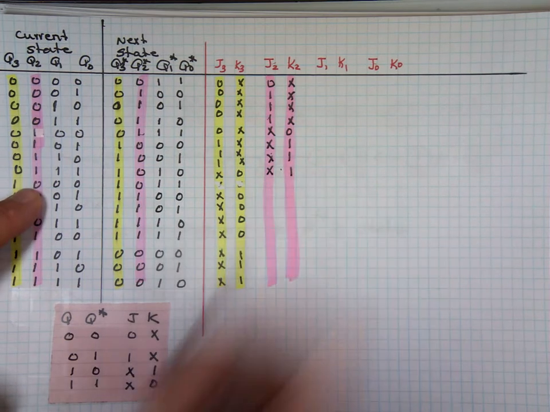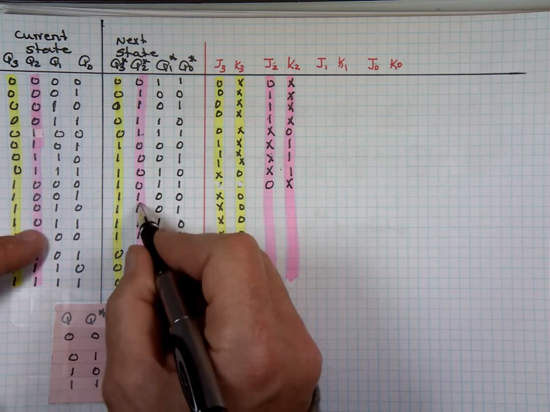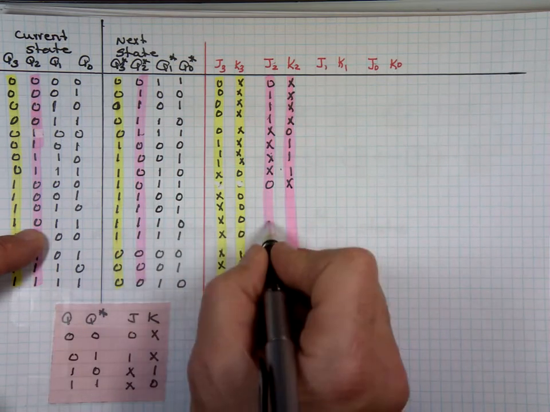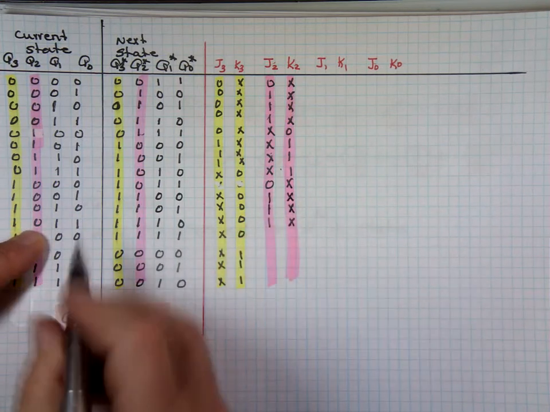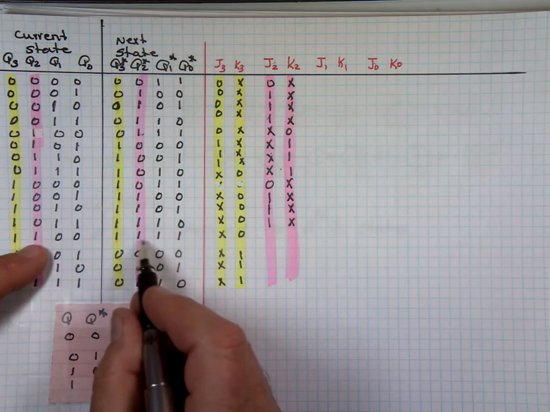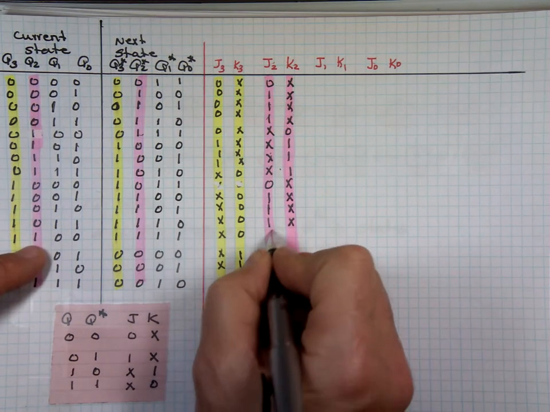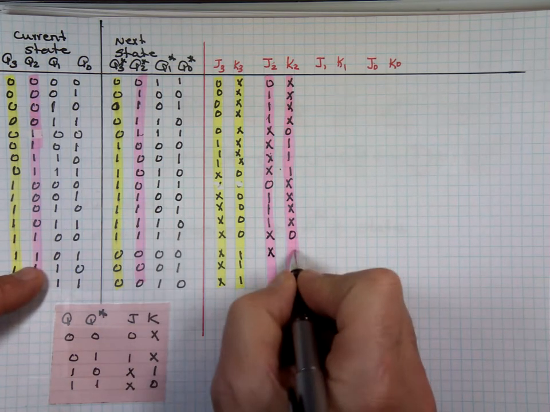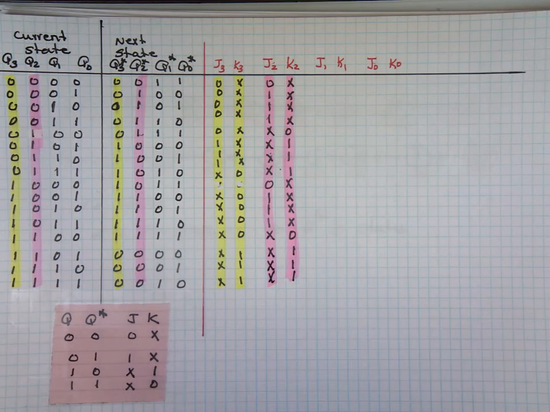Then 0 to 0, 1 of them, 0 and don't care. 0 to 1, 3 of them, 1 and don't care. 1 to 1, don't care and 0. And 1 to 0, 3 of them, don't care and 1. I made them a little bit bigger so it looks like I didn't miss anything.